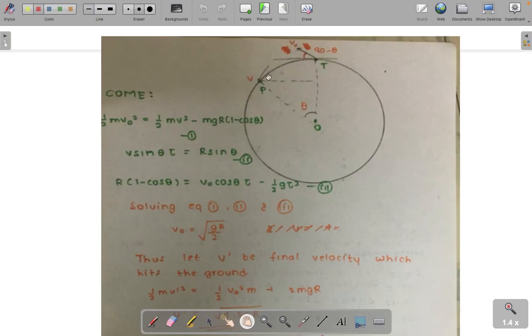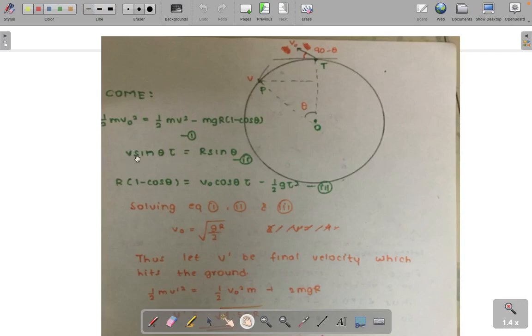So v naught, which is the initial velocity, and the final velocity for this projectile should be perpendicular. These both velocities should be perpendicular to each other. By using basic geometry, we get this: if this is theta, this should be 90 minus theta. The first equation comes from conservation of mechanical energy, from this point to this point, and we are considering the reference frame of potential energy to be the horizontal line along T at the height of T.